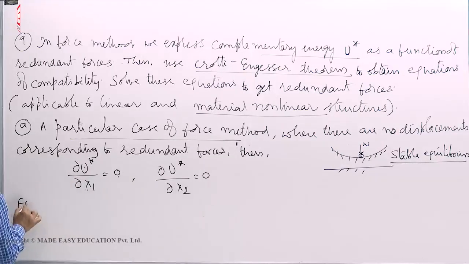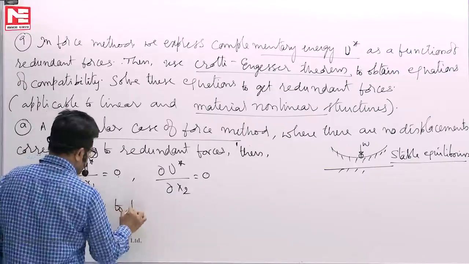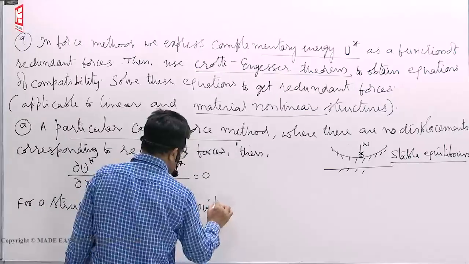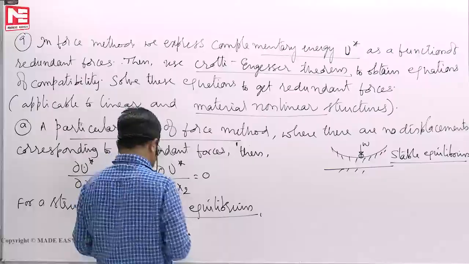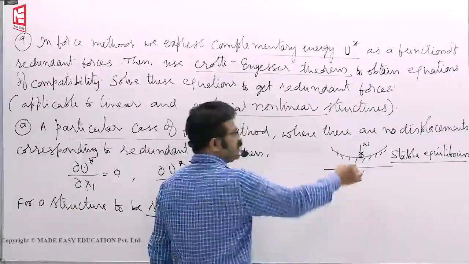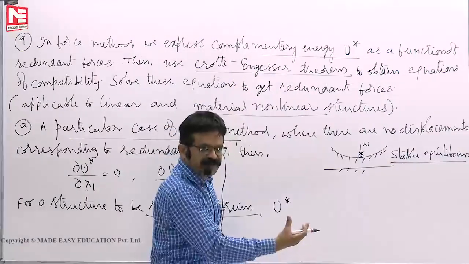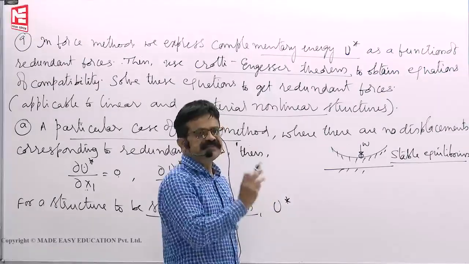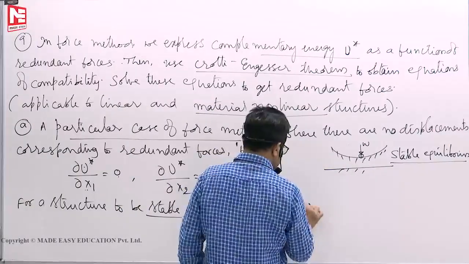For a structure to be in stable equilibrium, U star is minimum. You see, energy stored is minimum here. At any other position, energy is more. Potential energy is more. When it comes to the lowest point, potential energy is minimum, and the corresponding complementary energy and strain energy, everything, is minimum. Stable equilibrium, U star is minimum.